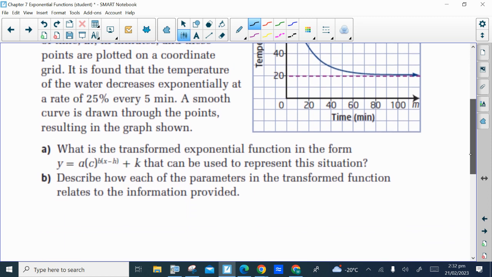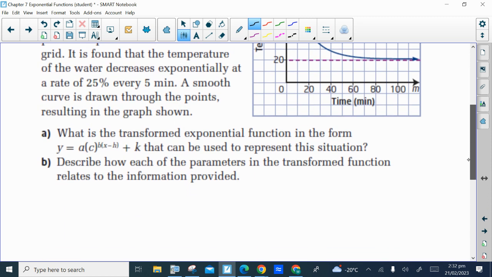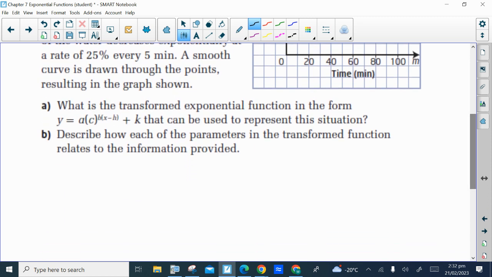And so that's what it asks us to do. What is the transformed exponential function in the form y equals a times c to the power b bracket x minus h plus k that can be used to represent this function? So maybe the easiest place to start is with our k value. Our k value would have to be plus 20.